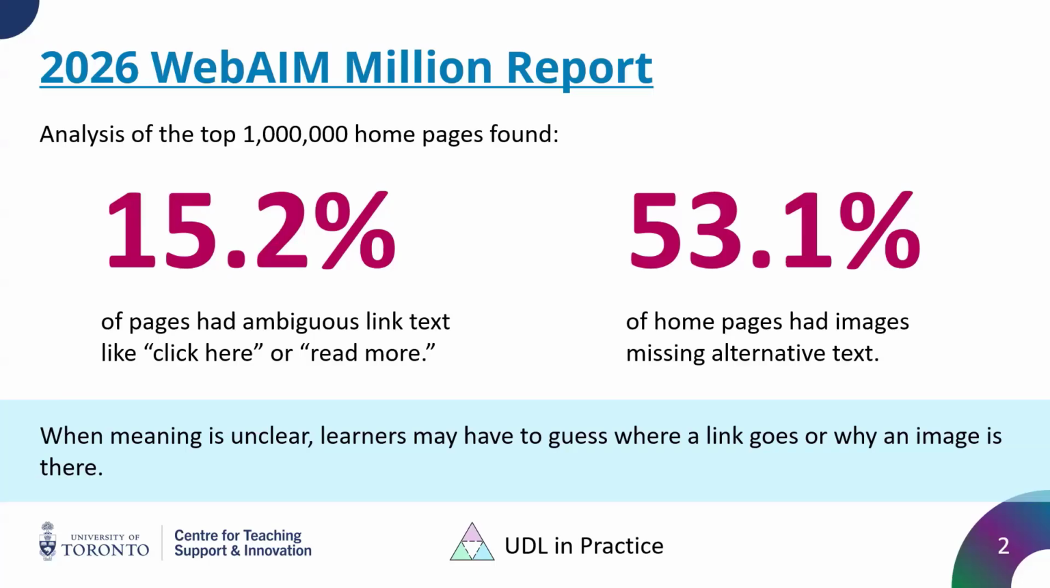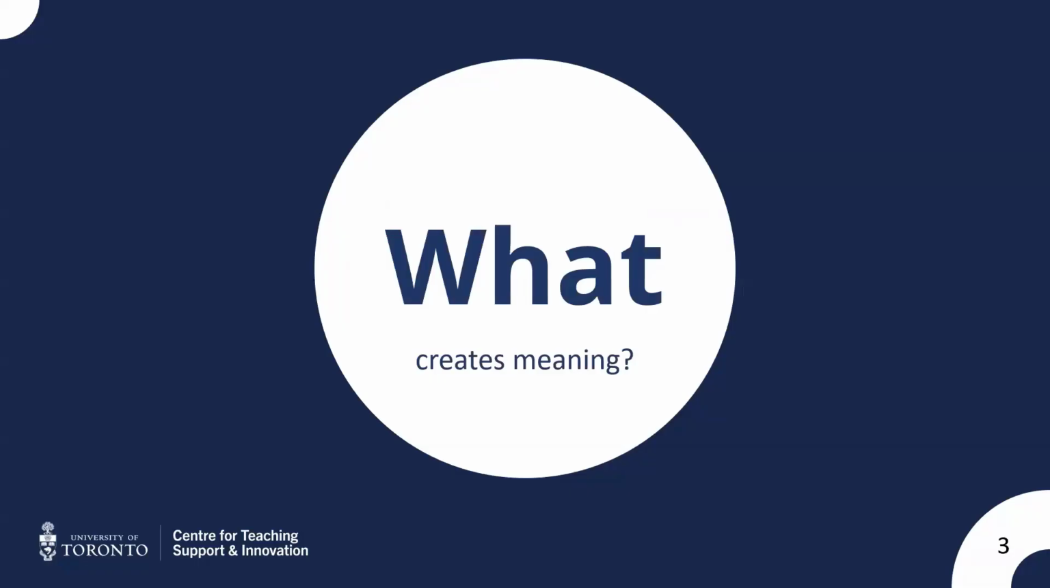Now, these examples point to an important accessibility issue. When meaning is unclear, your users or your learners may have to guess what to do with the information. So they may have to try and figure out, where is this link going to take them? Or how does this image contribute to the discussion? So meaning matters because accessibility is not only about access to the content, it's about understanding what to do with the content. So what actually creates meaning?